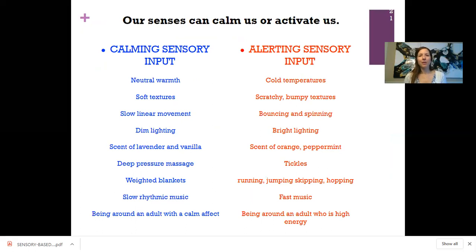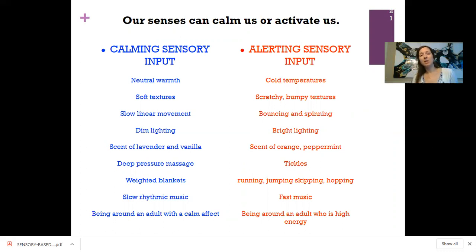Okay. So generally, we know that our senses can either calm us or activate us. So we're done talking about the big 3 senses, and we're talking about all the senses. So here are some general rules of thumb of what's calming versus what's alerting. It's good to know every child is different, but these tend to be patterns of things that are calming versus alerting. So neutral warmth is more calming than a cold temperature. Softer textures are more calming than scratchy, bumpy textures. Slow linear movement, things like swinging and rocking, are more calming than bouncing and spinning.